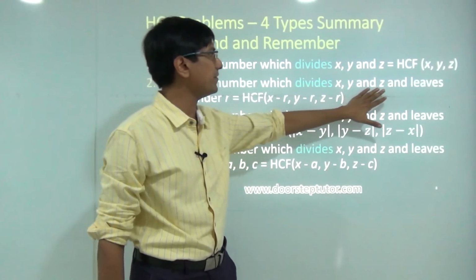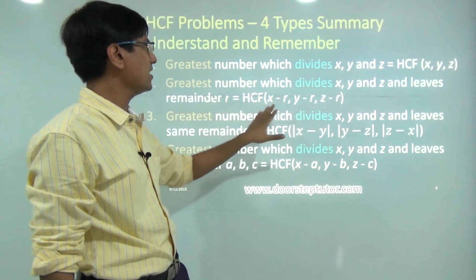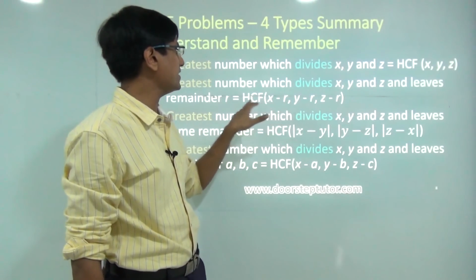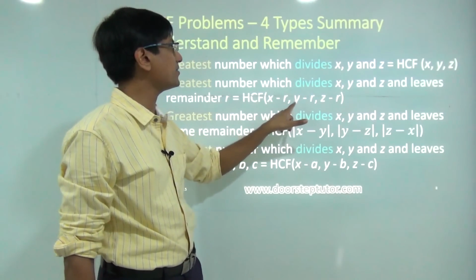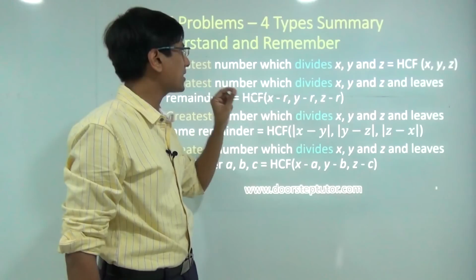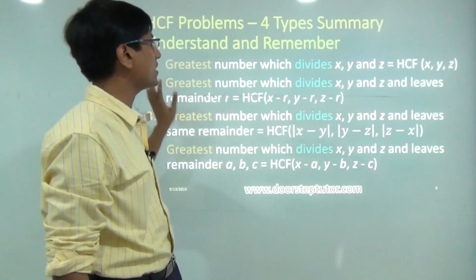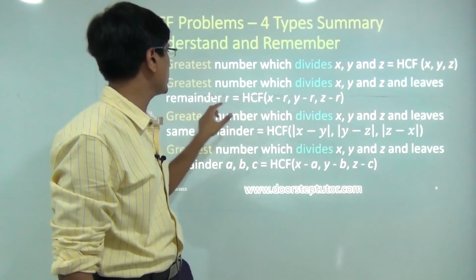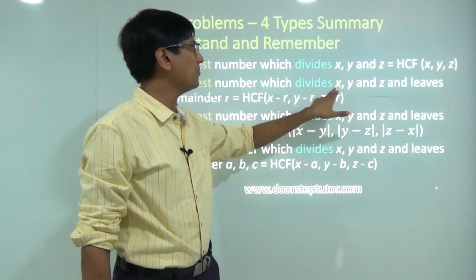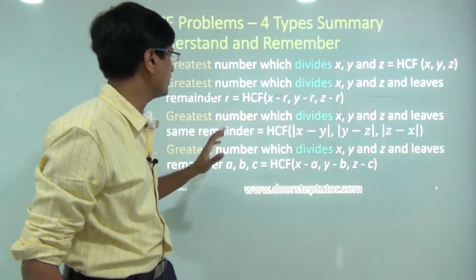The greatest number which divides x, y and z and leaves the same remainder r would be the HCF of x minus r, y minus r and z minus r. Only when x minus r, y minus r, z minus r are completely divisible by our number would we get a remainder of r when the number divides x, y and z. Very simple.